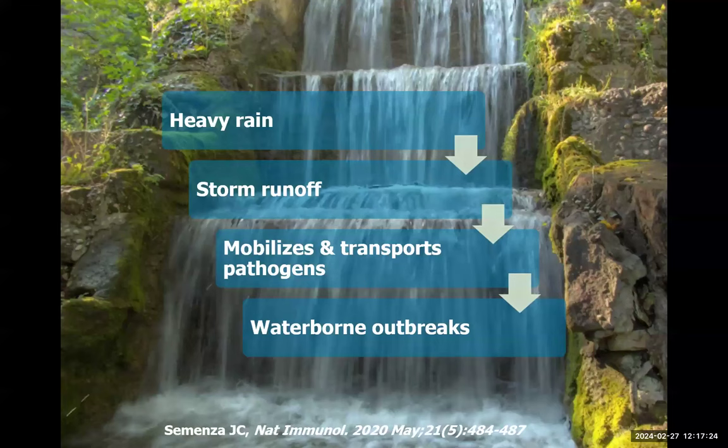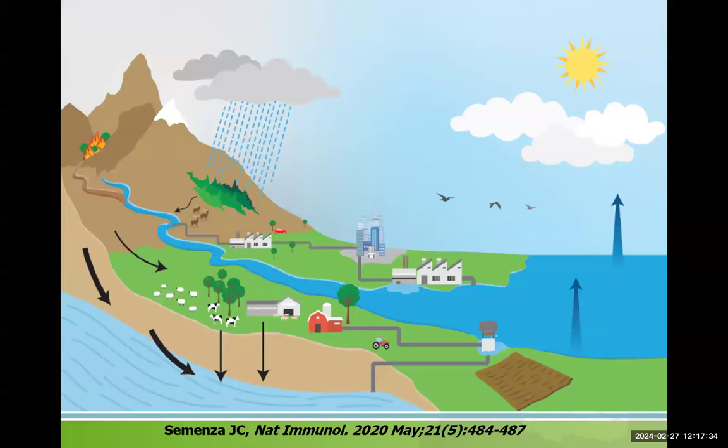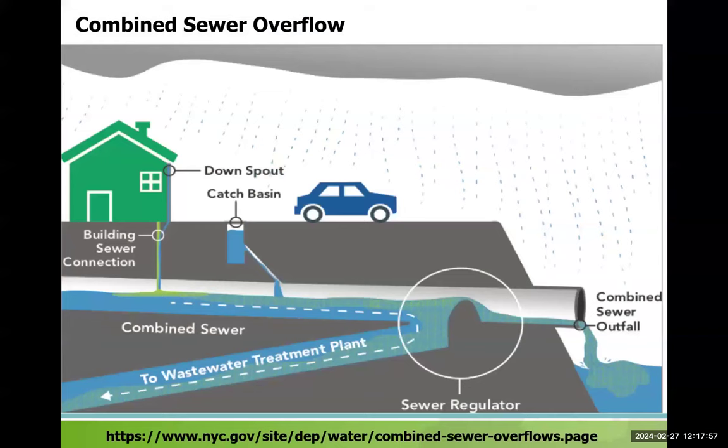For example, heavy rain leads to storm runoff, mobilizes and transports pathogens, and then that results in a waterborne outbreak. For example, here's a diagram of a metropolitan area. You have a rain event at the top left corner that can potentially flush pathogens from wildlife into streams, and then it contaminates the water supply below there, and then can potentially enter the water distribution system and lead to waterborne outbreaks. The problem is that a lot of cities or metropolitan areas have combined sewers.